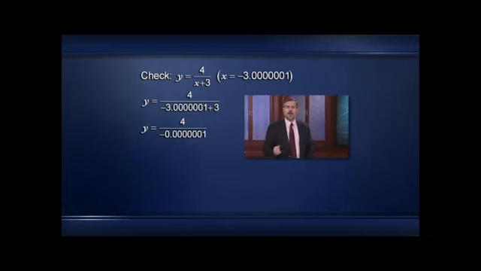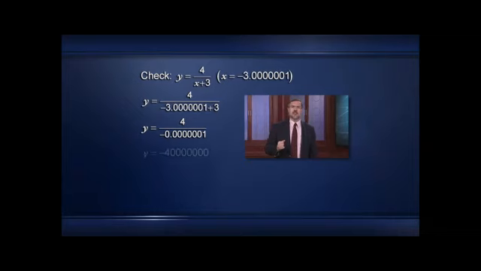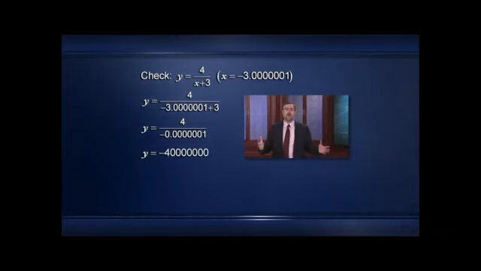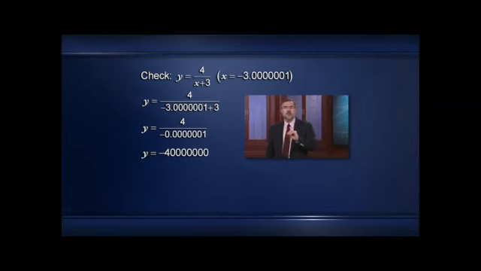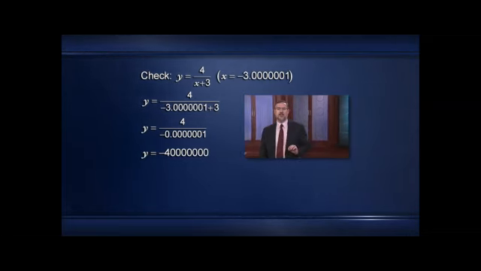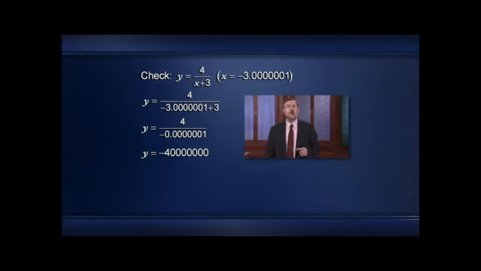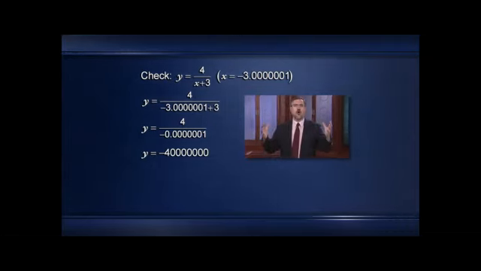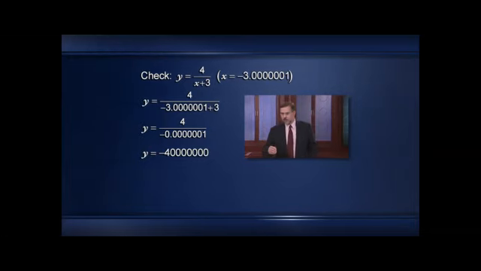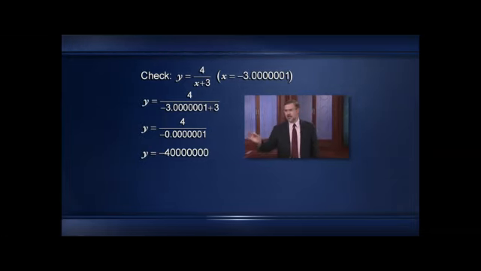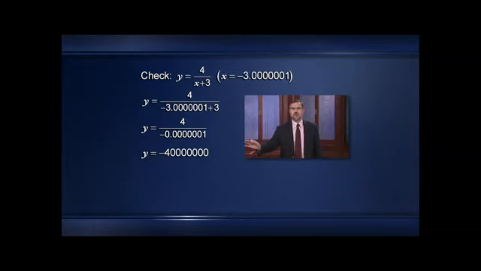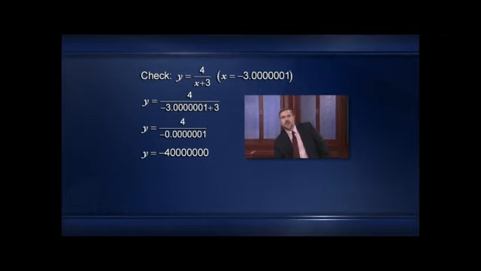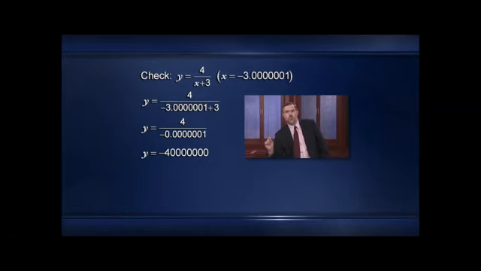4 divided by that small number is going to give you a 4 followed by what appears to be 7 zeros. And it's also negative because you have the negative in front of the denominator number. So what has happened? The y value is an extremely large negative number. So when I plugged in x equals negative 3.0000001, the y value is really large, but it's negative, so it's going way down.